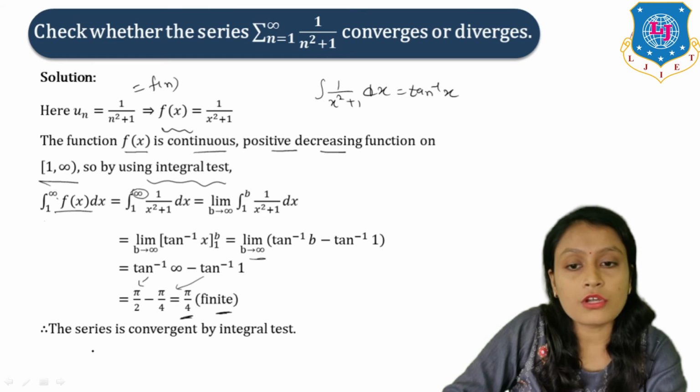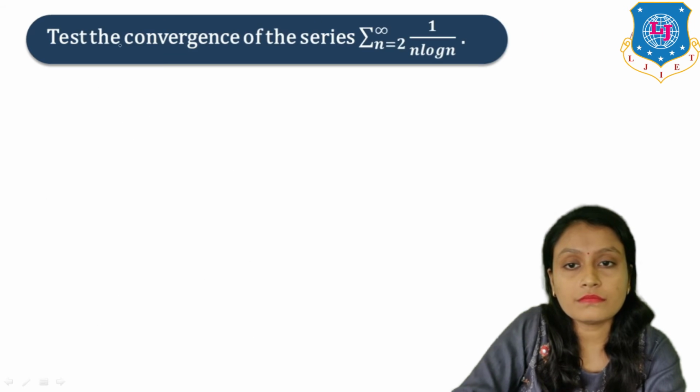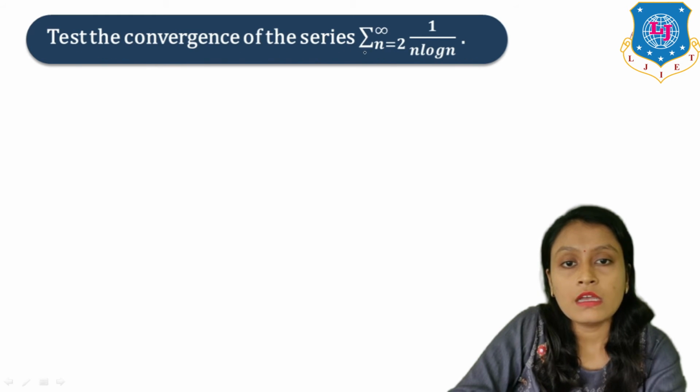Okay, so by Cauchy's integral test, what we can say is that the series is convergent, right? Now, one more example. Test the convergence of the series n from 2 to infinite 1 upon n log n. Okay, now here the series starts from n is equal to 2. Why? Because for n is equal to 1, if you substitute n is equal to 1 here, you will get 1 upon log 1. And we know the answer of log 1 is 0. So it will become an undefined term. So we will start the series from n is equal to 2.